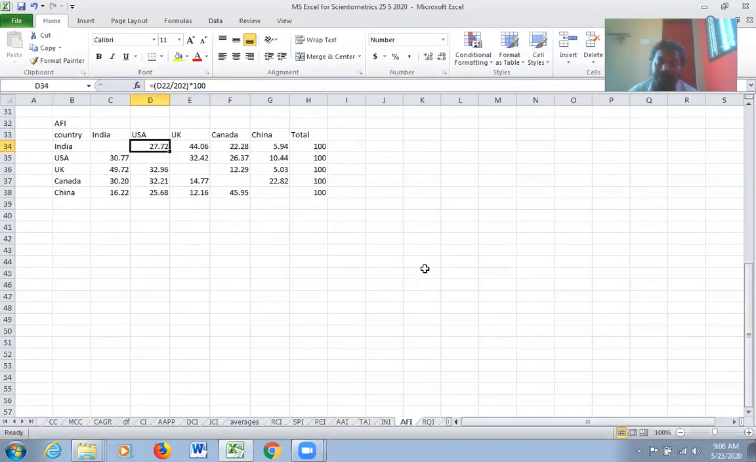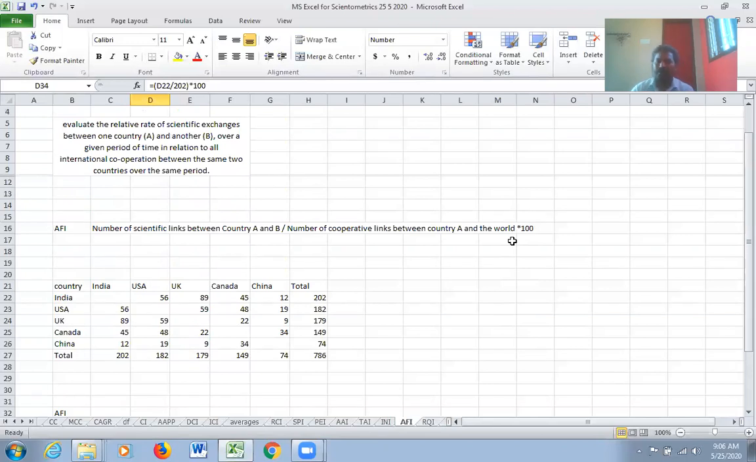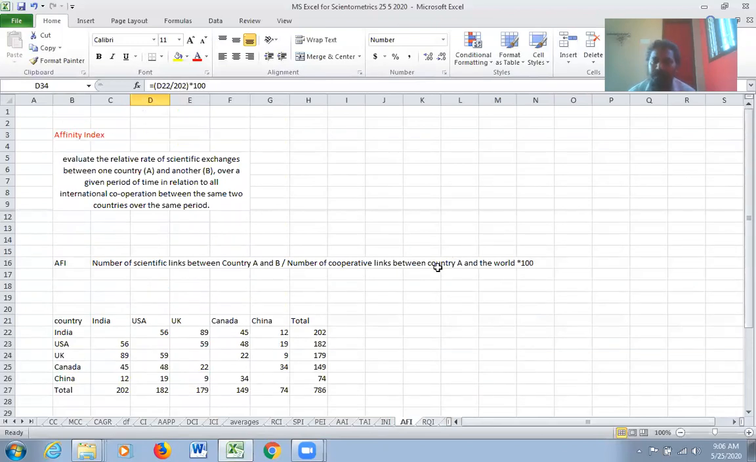We have 27.72%. If you see the affinity index of the countries taken together, India's affinity is more with the UK, because we have produced 44.06% with the UK. If you take the USA, they are closely associated with the UK and least associated with China. If you take China, they are close with Canada and least close with the UK. So we can find out to what extent countries have affinity between them in terms of the number of papers produced by them. It's a very good index, the affinity index.